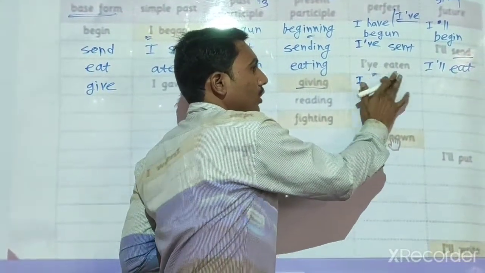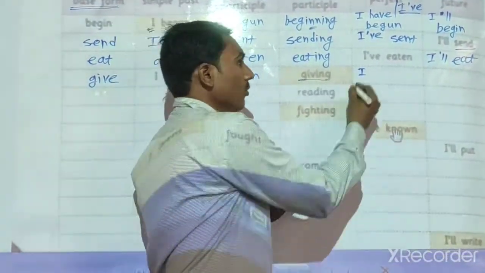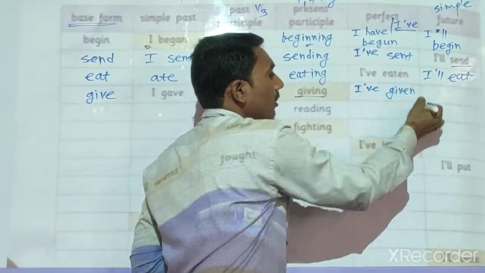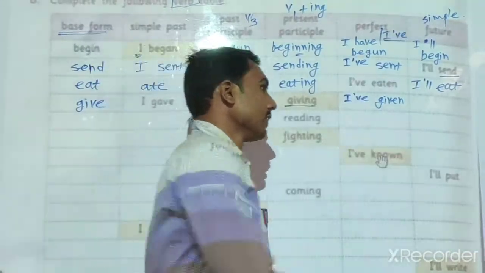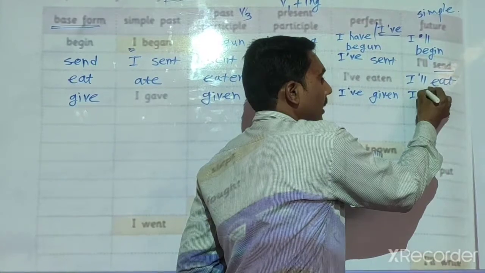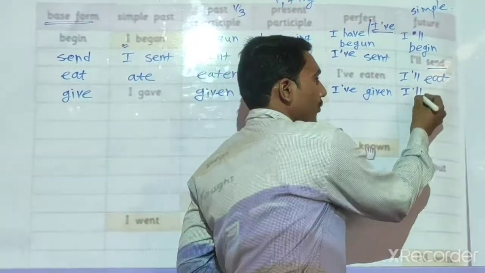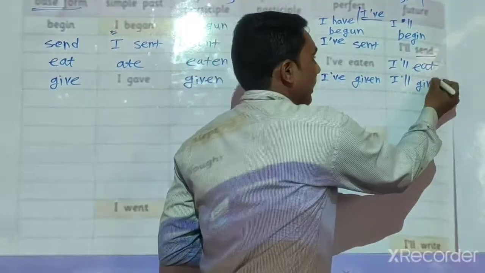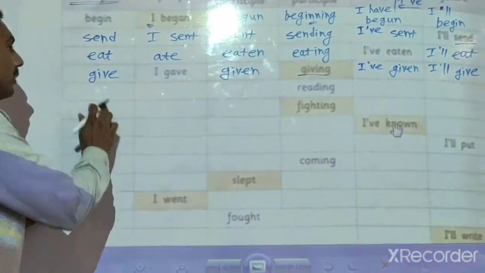Perfect. I have. You can use here short form also or also full form. I have given. And future tense, I will or I shall. Both are right. Okay. I will give. First form of the verb, that is give. Okay. Now the next row.